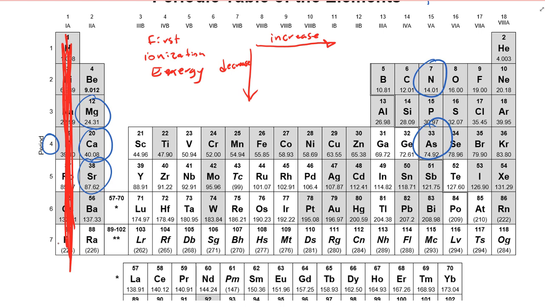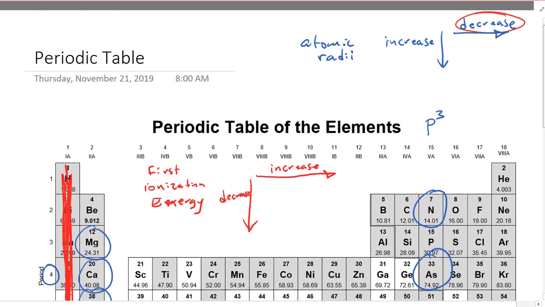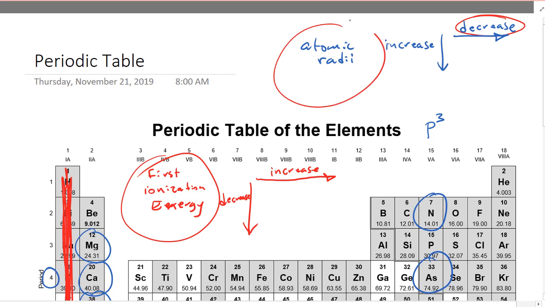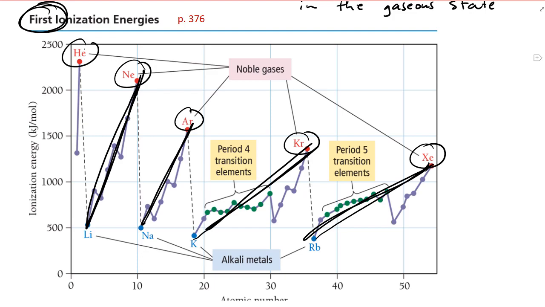And so we can pretty much describe them based on the effective nuclear charge, or we can compare the first ionization energy to the atomic radii. So as long as you understand what effective nuclear charge is, you should be able to explain what's happening here with the first ionization energies. Any questions on the first ionization energies?